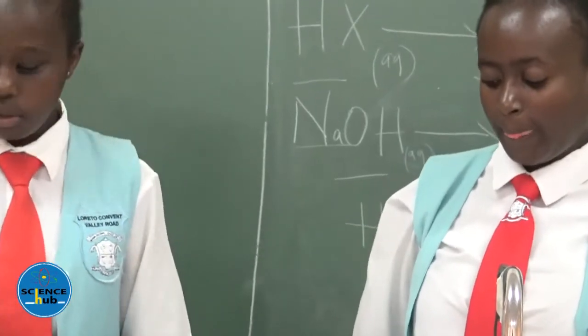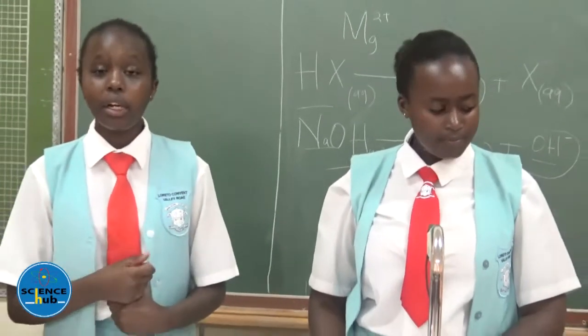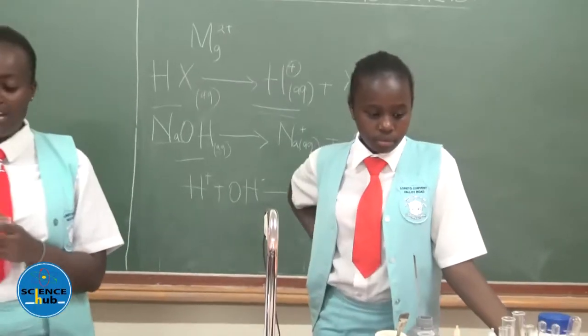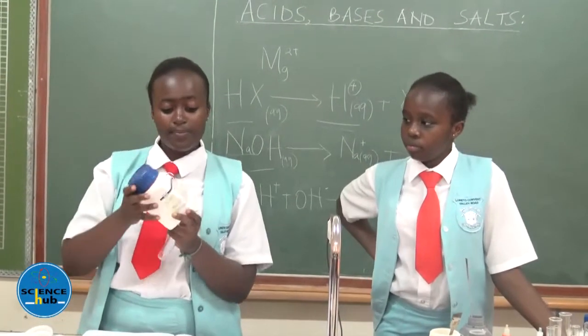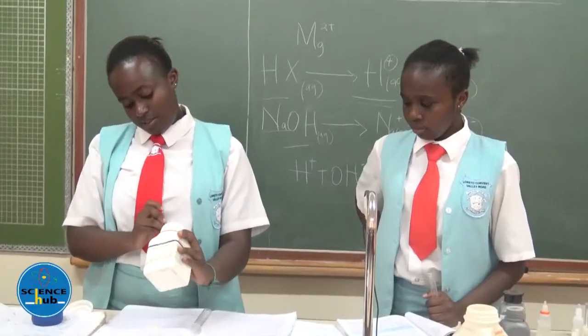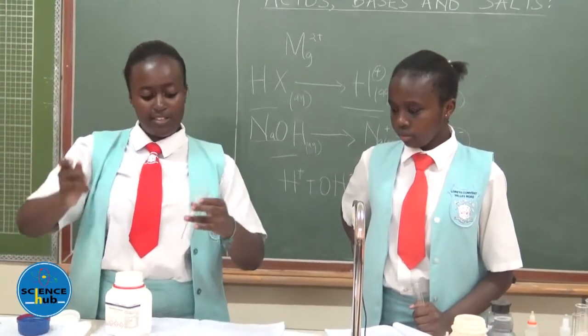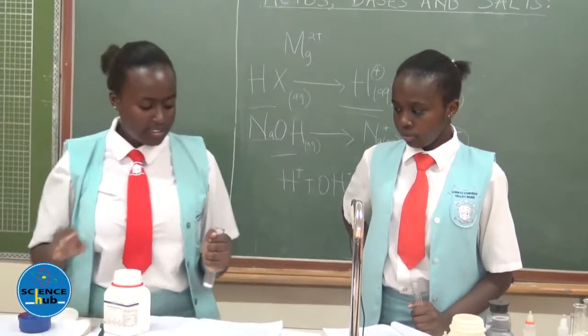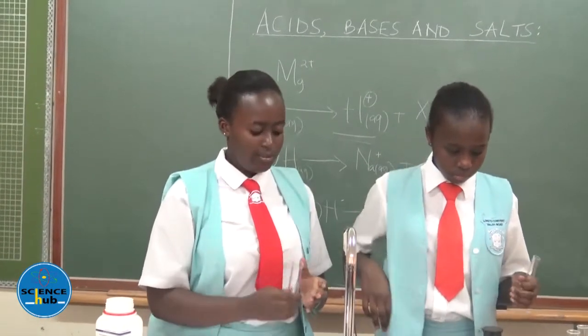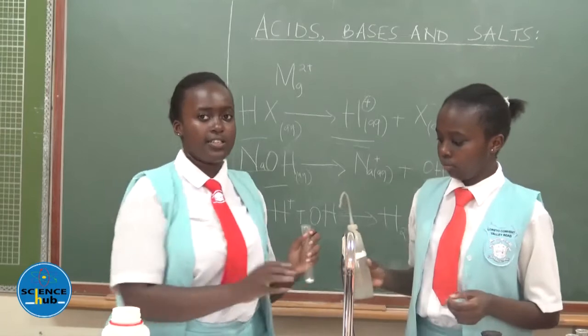So from there, we're going to move to aluminium. And for now we have aluminium sulfate. The salt is kind of hard because it absorbs some of the moisture in the atmosphere and became compact. So we are going to add distilled water to make a solution out of our aluminium sulfate.